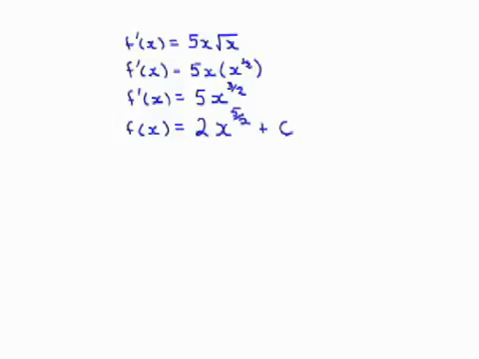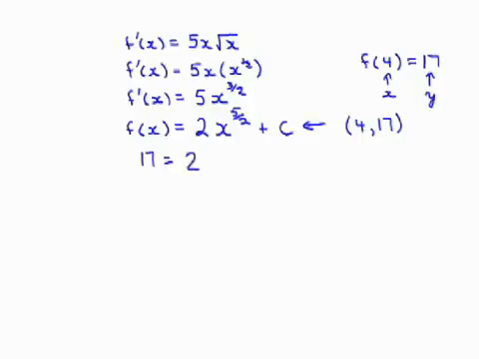There is one particular value for c, and we find that value using that other piece of information, that f of 4 is equal to 17. What that means is when x is equal to 4, my corresponding y value, or f of x value, is 17. So I now can substitute 17 into my equation, such that I can now solve for c. So 17 is equal to 2 times 4, where the 4 is raised to the 5 divided by 2, and we add to that c.